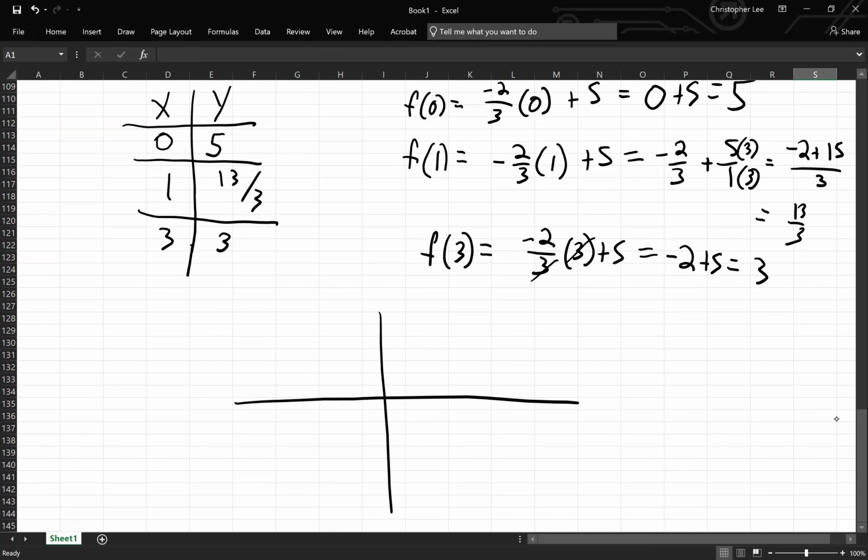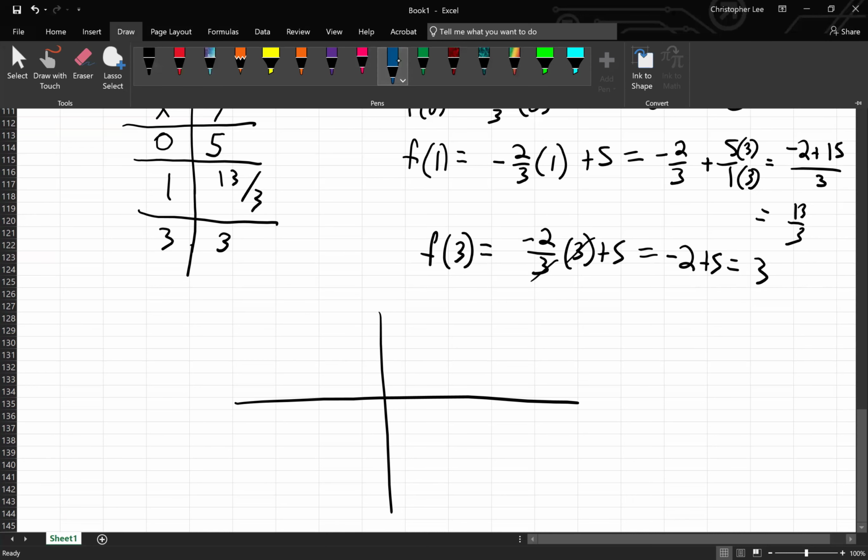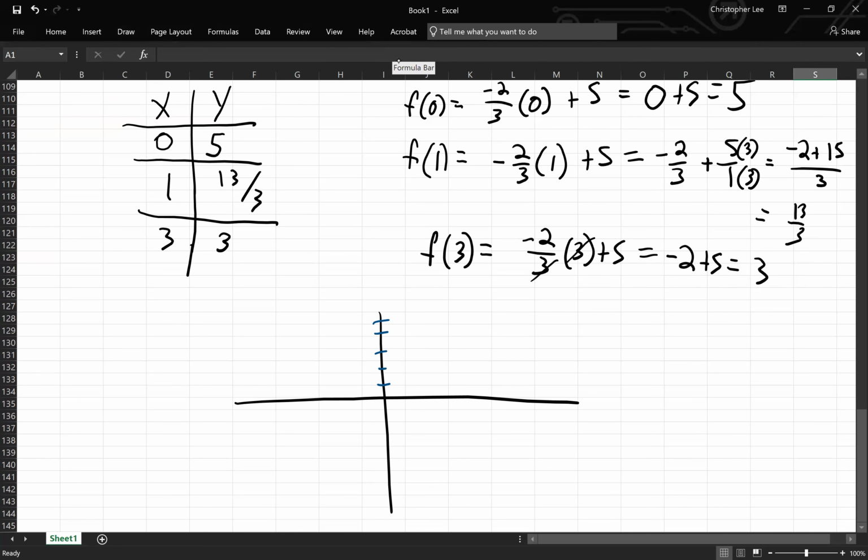Let's say I have a graph that looks like this. I'm going to go 1, 2, 3, 4, 5 on each axis. If you're wondering why I chose 5 in this, one of my points has a 5 in it, so I figure why not? And then I'm looking at 13 over 3.